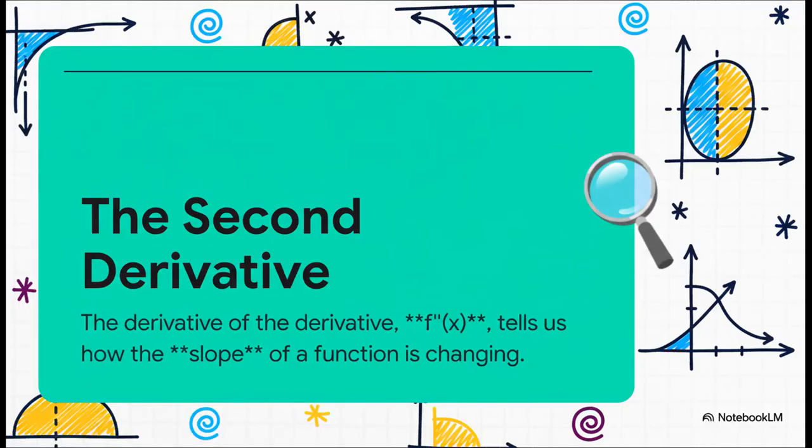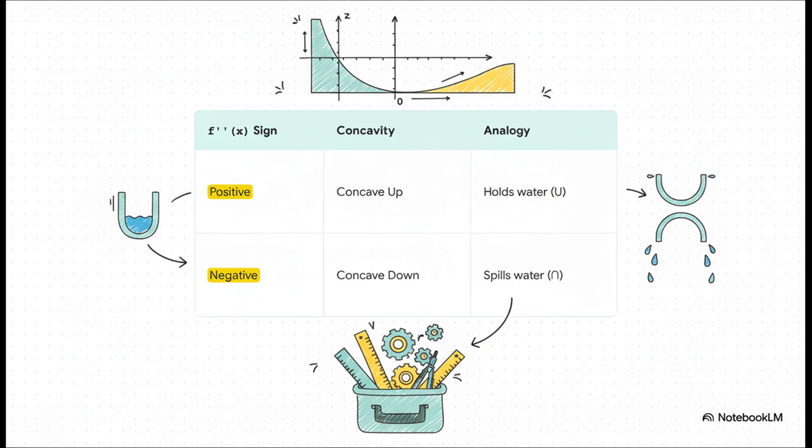So meet the second derivative, or f double prime of x. If the first derivative was your speed, then the second derivative is your acceleration. It tells you not just how fast you're going, but if you're speeding up or slowing down. It's the rate of change of the rate of change. Kind of meta, right? And this is just a brilliant way to visualize it.